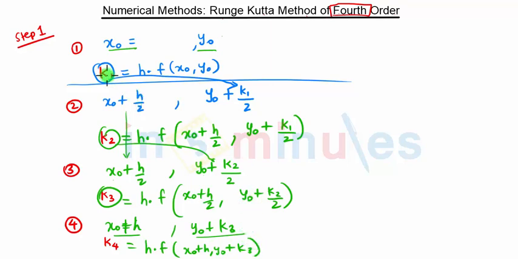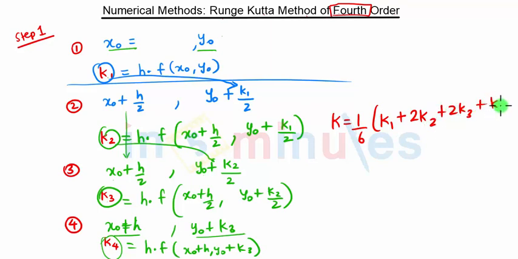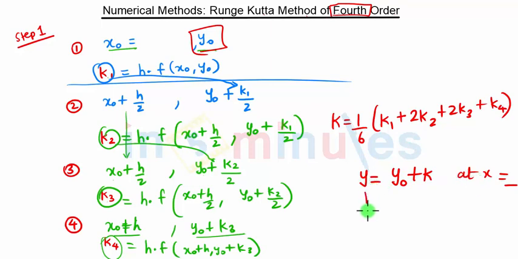So in this way calculate the value of k1, k2, k3 and k4. After calculating the value of k1, k2, k3 and k4, we find the final value of k. So k will be 1 by 6 into k1 plus 2k2 plus 2k3 plus k4. So from here we calculate the k. Then our final y will be given by y0, that is the initial value, plus k at x equal to something. So we will get the value of y and x from here. So this is our first step.